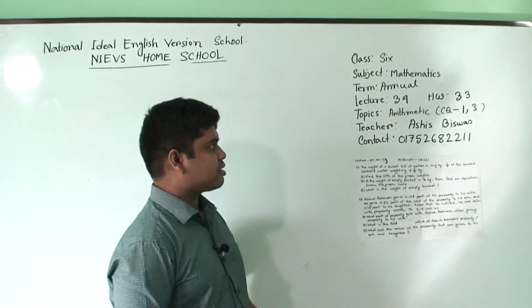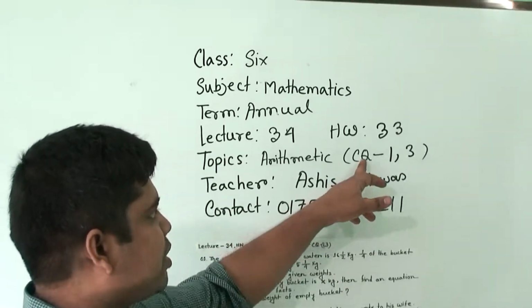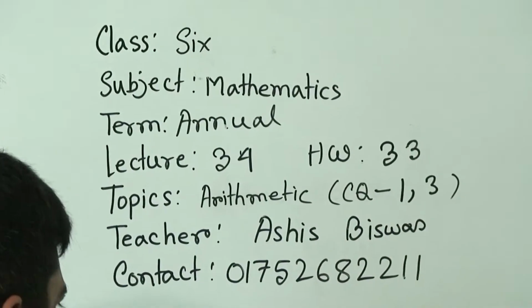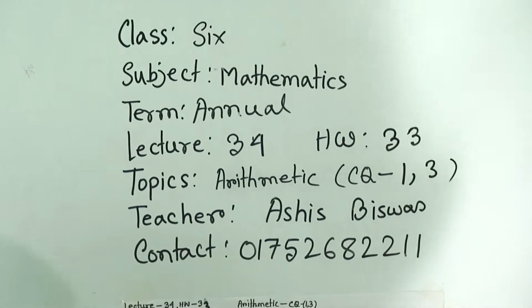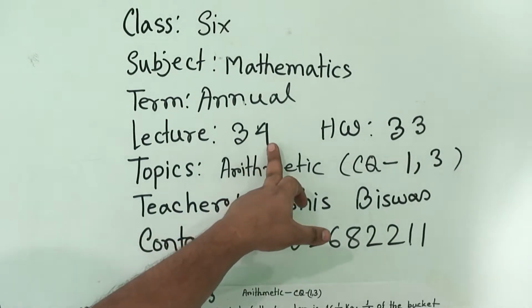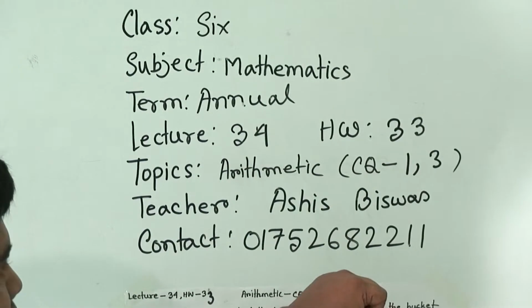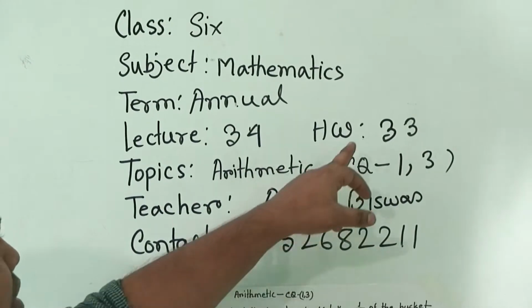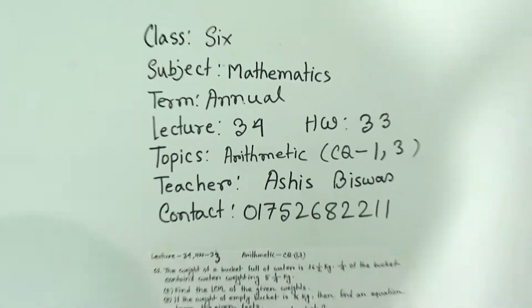In our class we shall solve two CQs, number 1 and 3. CQ number 1 will be your CW and CQ number 3 will be your SW. My dear students, today is our lesson number 34 of annual term and today's SW number will be 33. So, let us start our class.